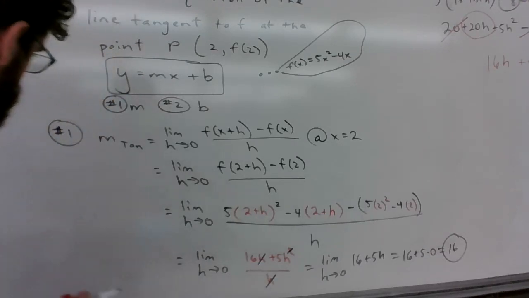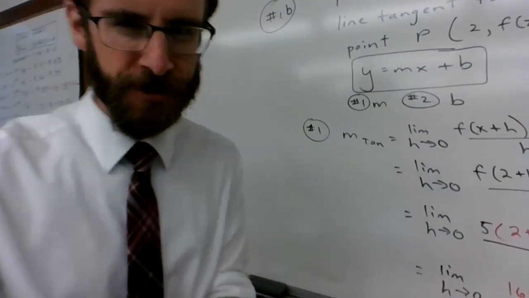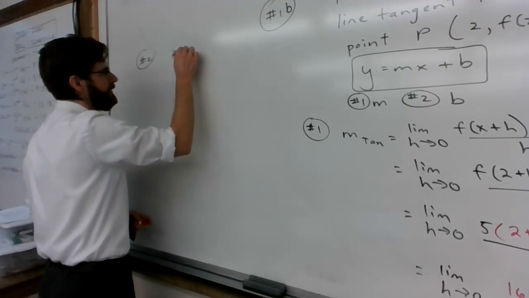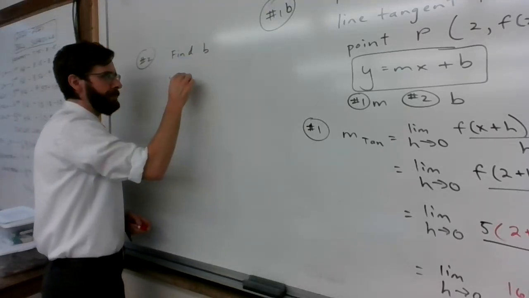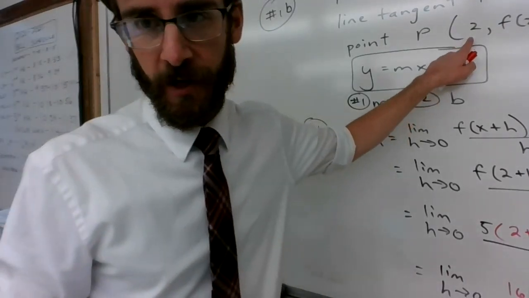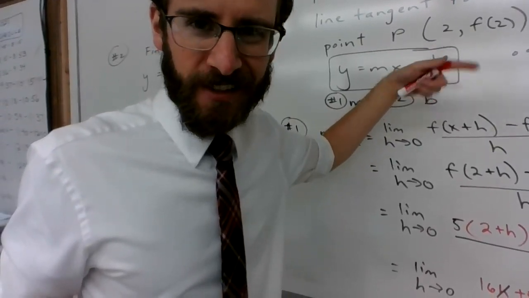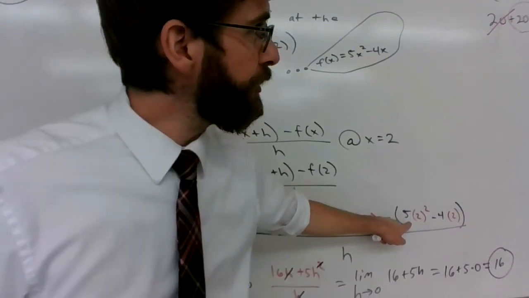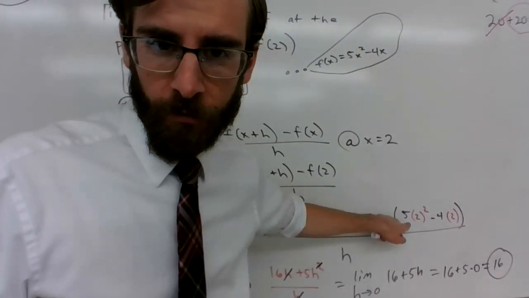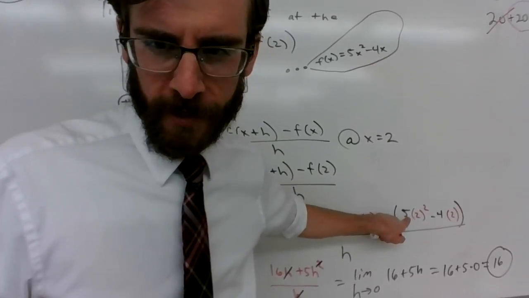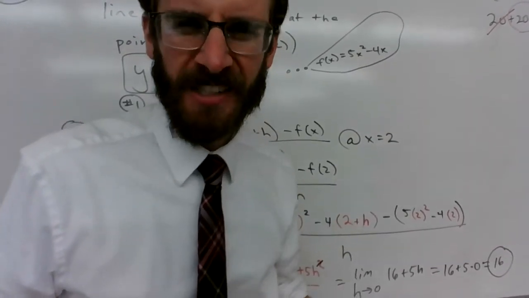Step 2. Find b. So you've got y equals mx plus b. I know my x coordinate is 2 because that's what they're giving to us. You plug in f of 2. We actually did that already. Remember when we plugged in f of 2 right here? It turned out to be positive 12. Let's try that again. 2 squared is 4 times 5 is 20 minus 8, positive 12.